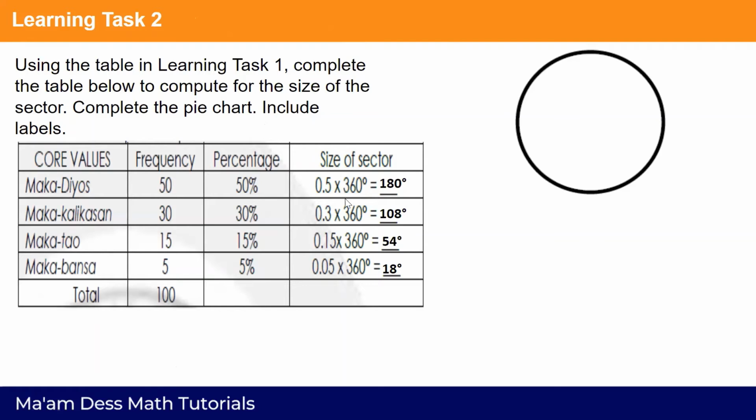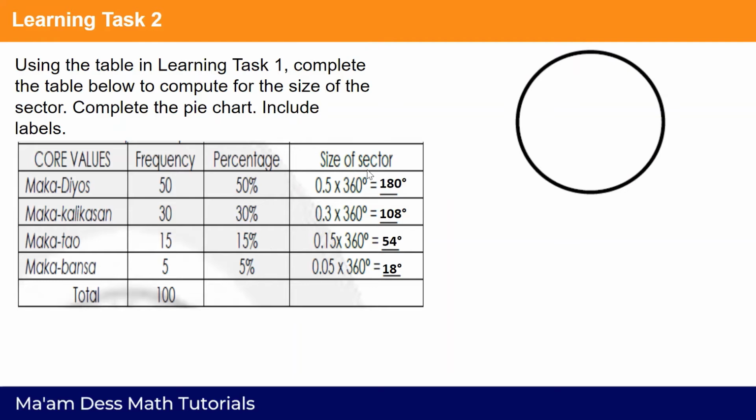Ito po yung ginawa natin kanina. Given the table, we have the core values, then the frequency, and then the percentage. Paano ba nakuha si percentage? The frequency is 50 divided by 100, so we have 0.5, and then multiply it by 100 again. So we have 50%. Same with 30, 15, and 5. So we'll get 30%, 15%, and then 5%.